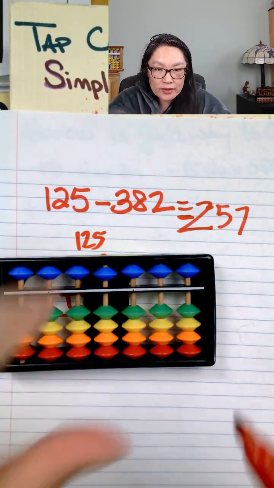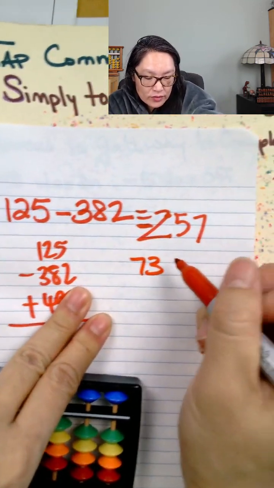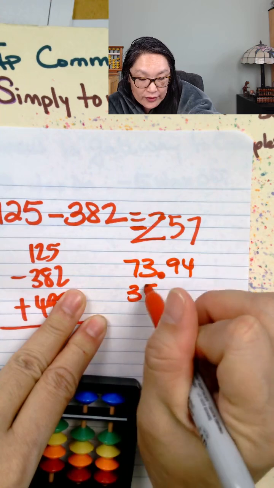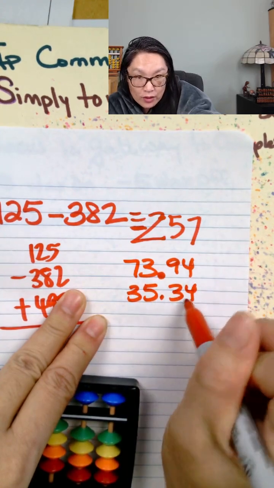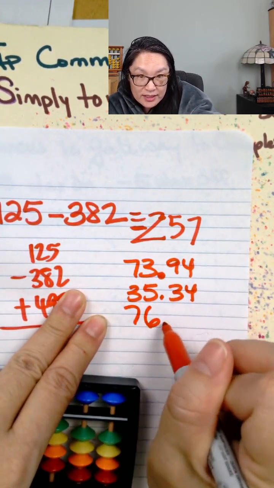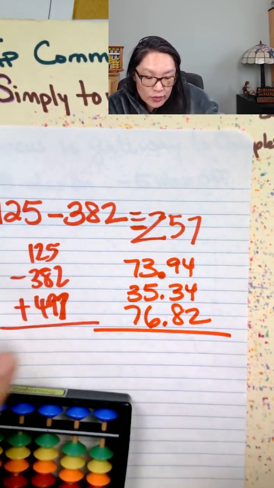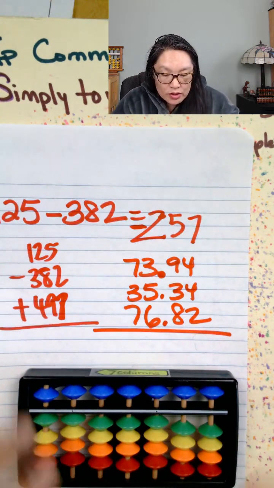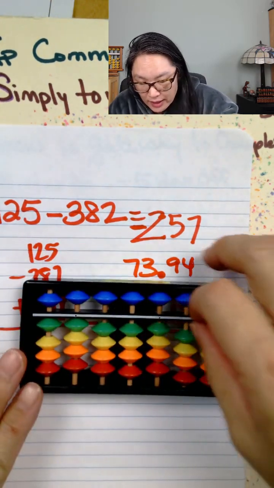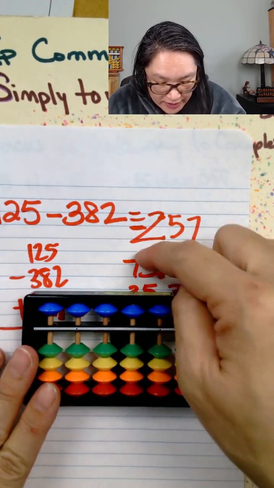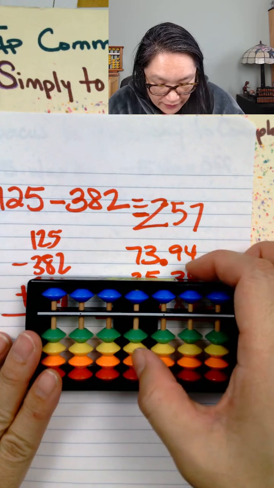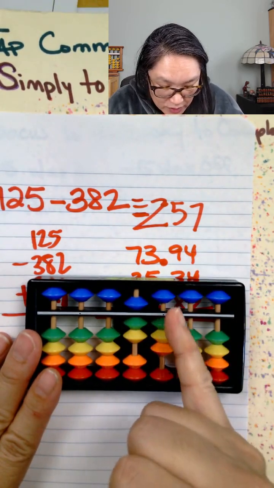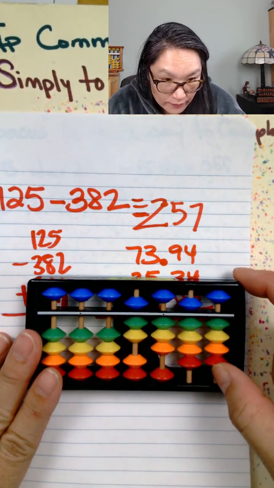So let me do this one. We have 73.94 and then 35.34 and 76.82. So we could do decimals. That's not a problem. Decimals are simple. So again, what I would do is I would line it up, and I do 73, and then remember my decimal sits between these 2 columns, so 94.